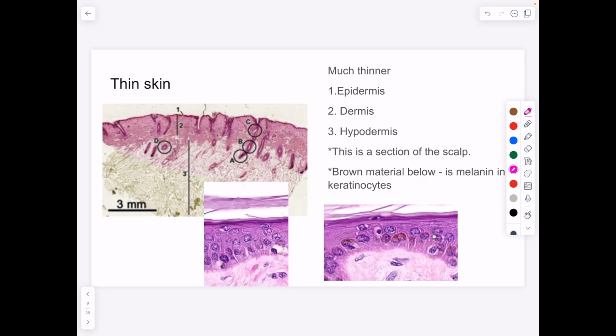All right, then we have our thin skin. How can we tell this is thin skin? Well, this is the epidermis right here. You can see that entire layer is right there. It is much thinner than the thick skin we saw before. Okay, so we have 1 is the epidermis, 2 is the dermis, and then 3 is our hypodermis. This is part of the scalp.